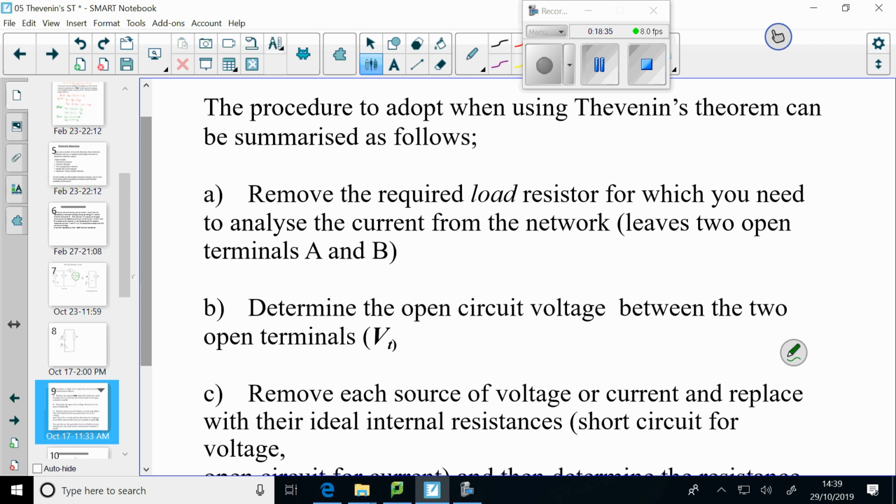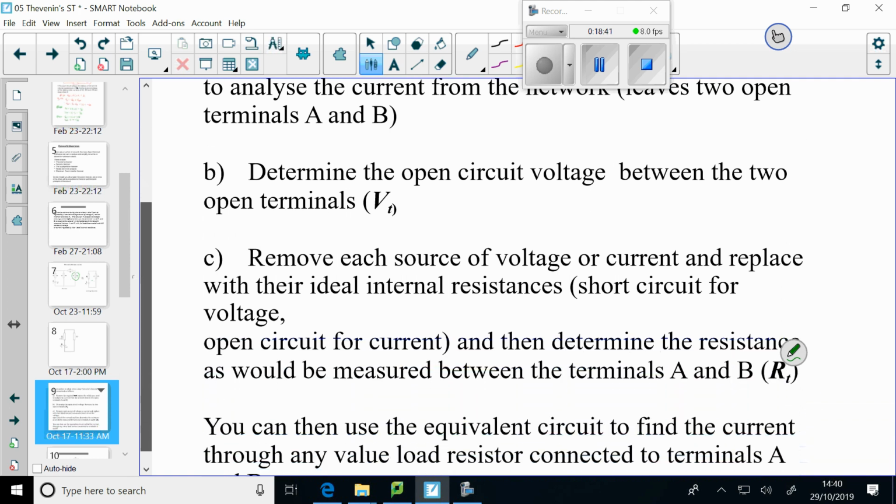Then, the second part is remove each source of voltage or current, and on this module we'll only be looking at circuits that have got one source of voltage or current in it. We won't be looking at dual source circuits. We will in electrical principles. But each source is taken out of the circuit and replaced with its ideal internal resistance. So if we take a voltage source out, what do we replace it with? What's the resistance of an ideal voltage source? 0. So we take the voltage source out, we replace it with a short circuit.